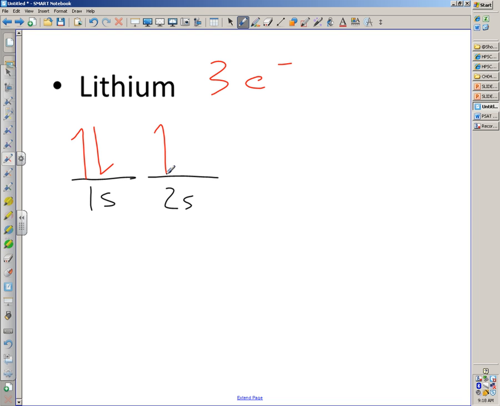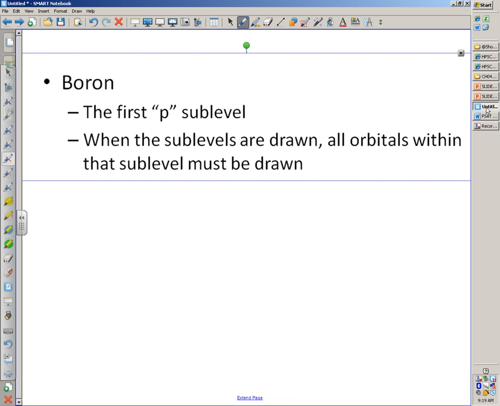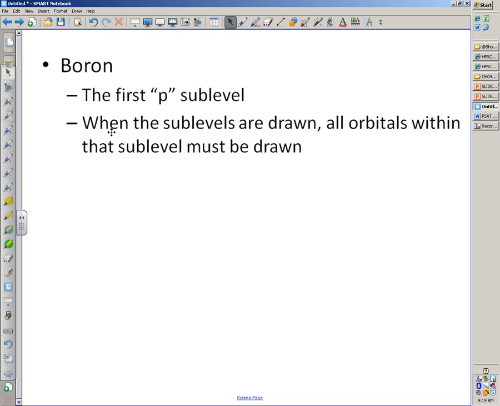The next one on your periodic table is going to be beryllium, number 4. What's beryllium's orbital diagram going to look like? I'm just going to fill in the other electrons, okay? But let's jump ahead. Let's skip one and let's go to boron. So, find boron on the periodic table. Atomic number what? 5. So that means that we need to place 5 electrons.